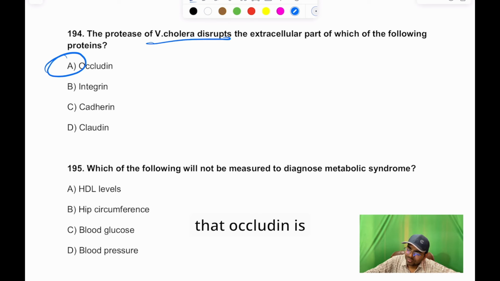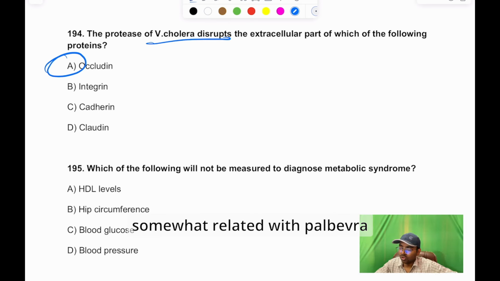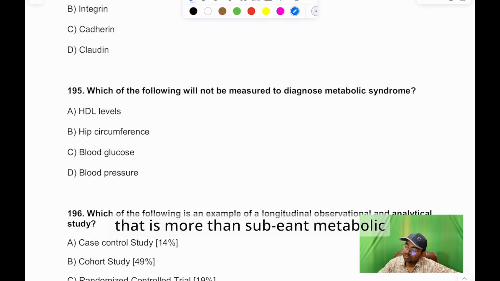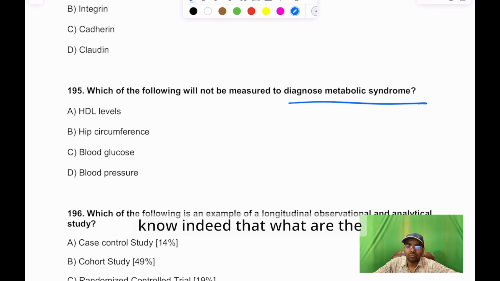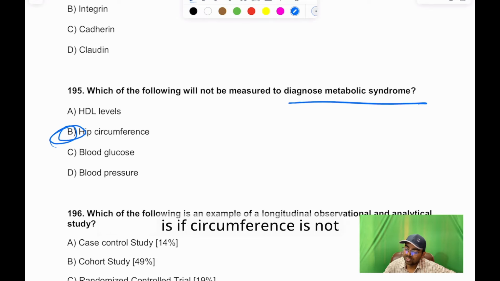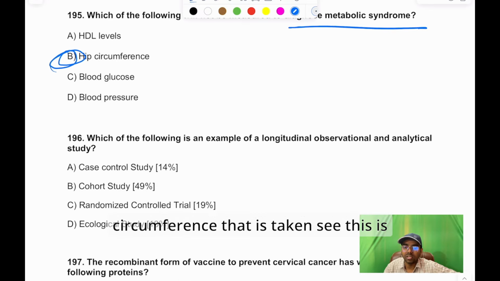Vibrio cholerae, we know that occludin is somewhat related with cholera. That is more than sufficient. Metabolic syndrome, here you need to know what the criteria for metabolic syndrome are, and that is hip circumference is not taken, it is the abdominal circumference that is taken.